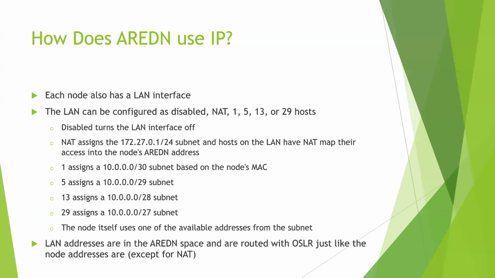Yeah, so when you set it to disabled, that basically turns the LAN off entirely. If you set it to NAT, then it uses the 172.27.0.1/24 subnet for hosts on the LAN, but it maps all of those into the node's AREDN address. So it hides the presence of those hosts, and other nodes on the network can't talk directly to them unless there's a port forward to them.